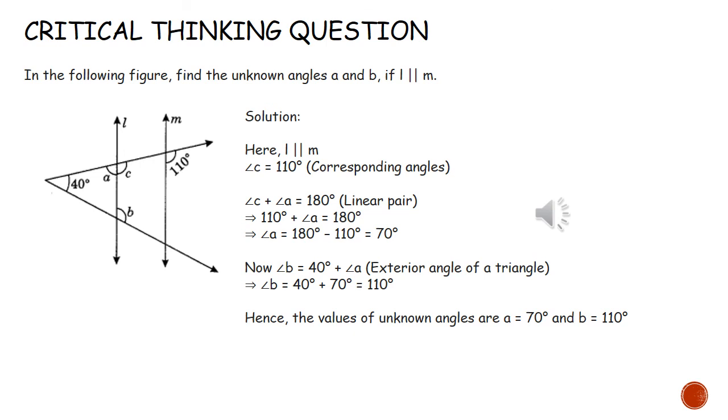Now angle B is equal to 40 degree plus A because we are following the exterior angle property in the triangle. 40 degree and A are the two interior opposite angles with respect to the exterior angle B. And we know the value of angle A is 70 degree. We already calculated that. So angle B is equal to 40 plus 70, that is 110.